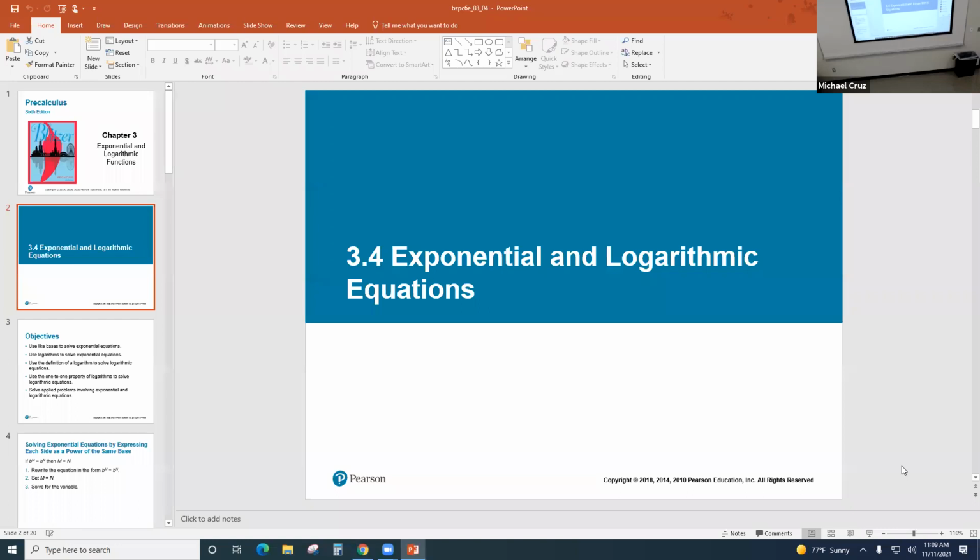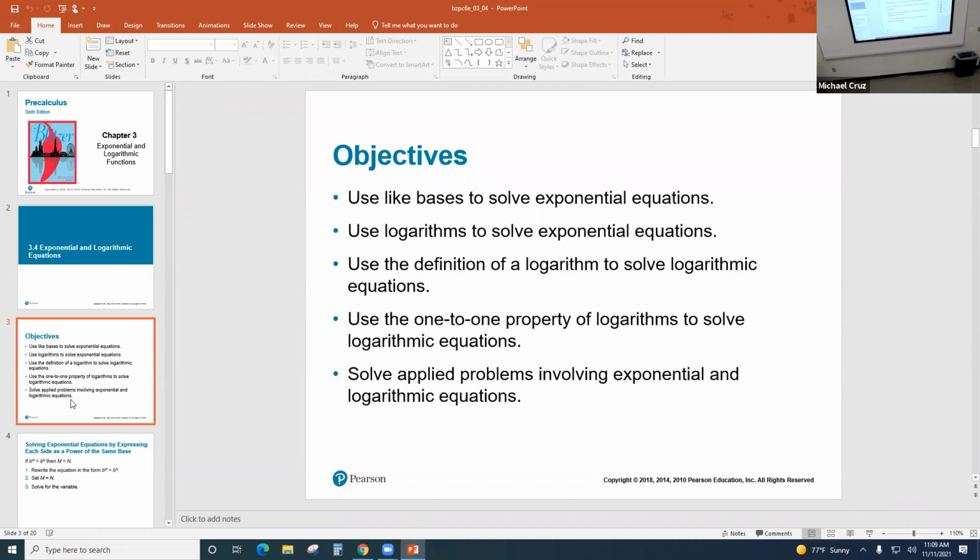So if we have an equation that needs to be solved that's got exponents or logarithms in it, then we can use one or the other, the inverse operation, to solve. We can use like bases to solve exponential equations, and we can use logarithms to solve exponential equations. And then the definition of the logarithm can also be used to solve logarithmic equations. And there's this thing called the one-to-one property, which can also be used. We'll talk about that, and then look at a couple of applications.